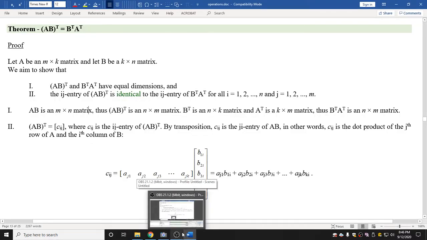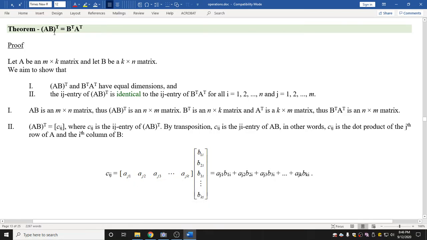Let's take a look at the following theorem. The transpose of AB equals the transpose of B times the transpose of A. In this video, we're going to present the proof of the theorem.